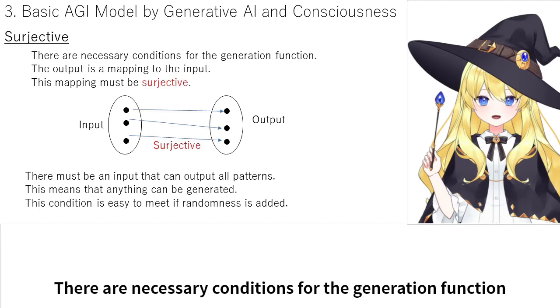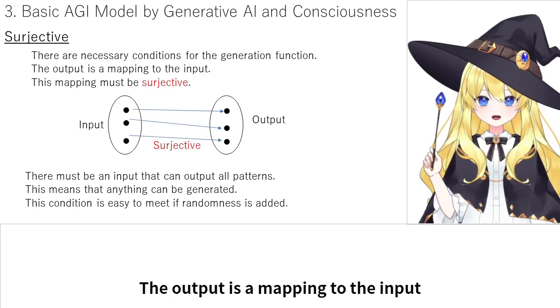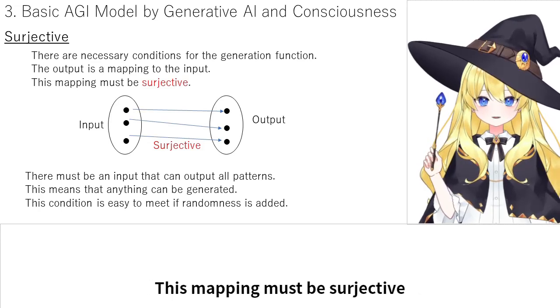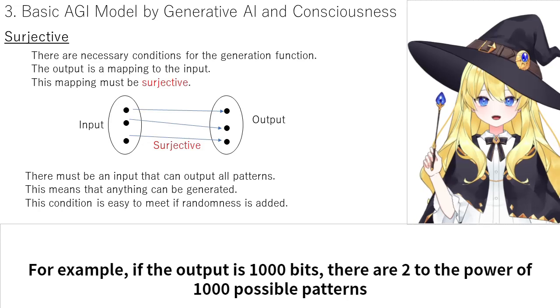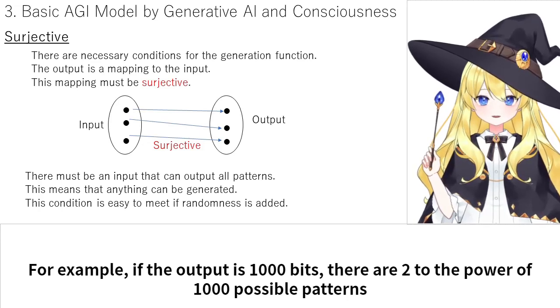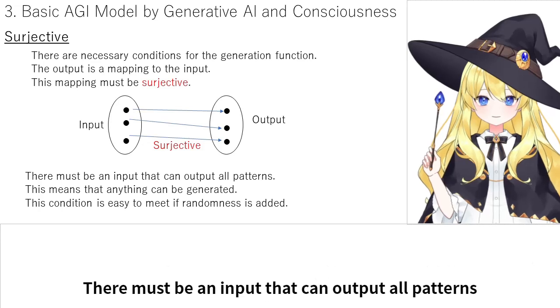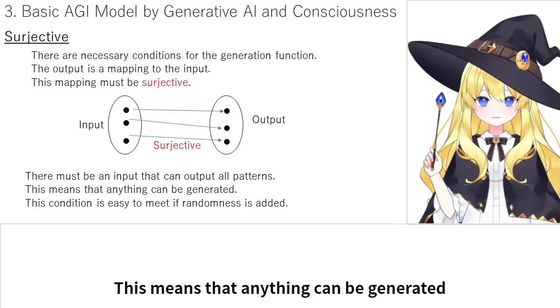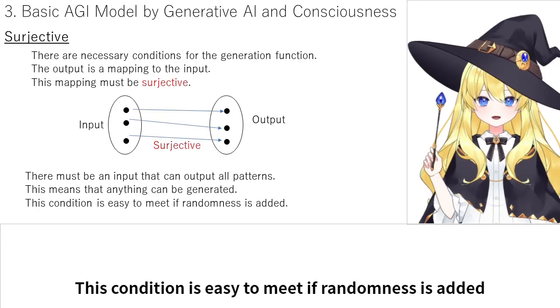There are necessary conditions for the generation function. The output is a mapping to the input. This mapping must be surjective. For example, if the output is 1000 bits, there are 2 to the power of 1000 possible patterns. There must be an input that can output all patterns. This means that anything can be generated. This condition is easy to meet if randomness is added.